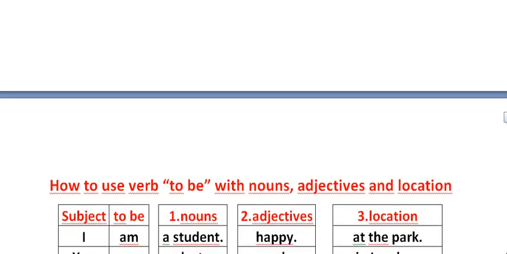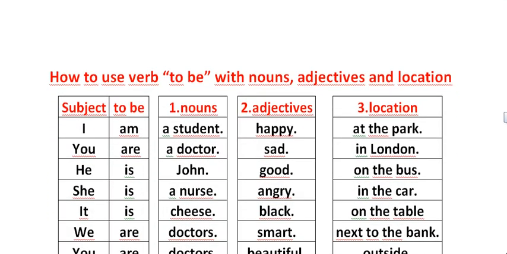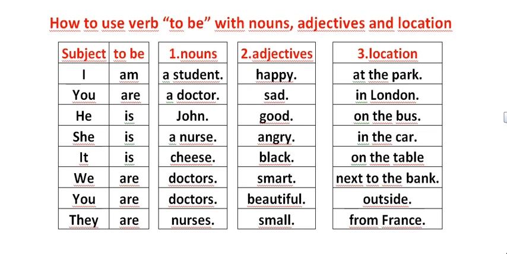And now let's go to how where we use the verb to be. So how to use verb to be with nouns, adjective, location. So we write I, you, he, she, it, we, you, they, and to be verb to be am, are, is, are. So the first place we're gonna use the verb is with the nouns.